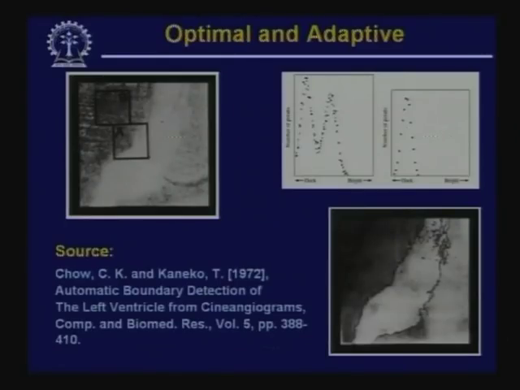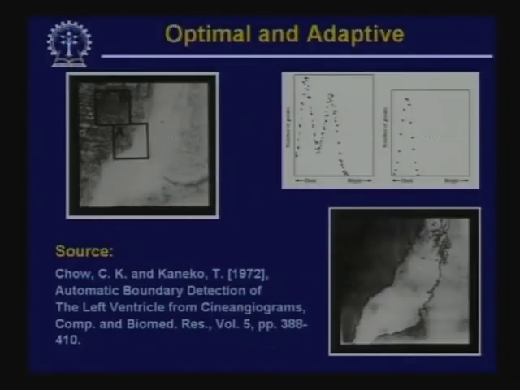Let us take a very simple, complicated case like this. This is cardiogram angiography, in which the purpose is to detect the ventricle boundaries. You find that the image that is given here is very, very complex, and though we can somehow figure out that there is a boundary somewhere here, it is not very clear. So, the approach that was taken is, this image was divided into a number of sub images. For every sub image, the optimal threshold was estimated, and then the thresholding was done.